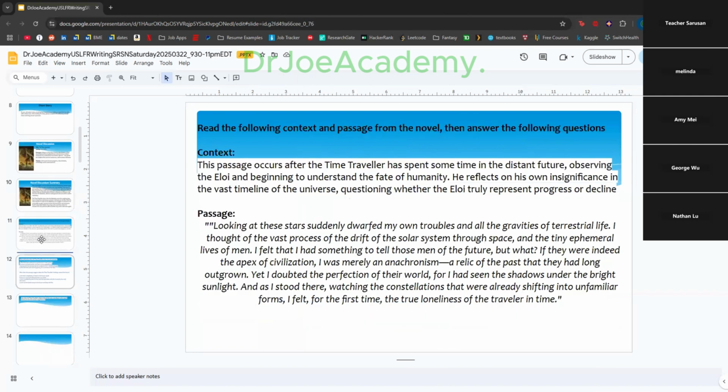So let's check out a passage from this novel, as well as a little bit of context about what's going on in this passage. After analyzing this, we're gonna do a few questions to break this down. So let's have someone read this slide. Amy, can you read this slide for us, please?